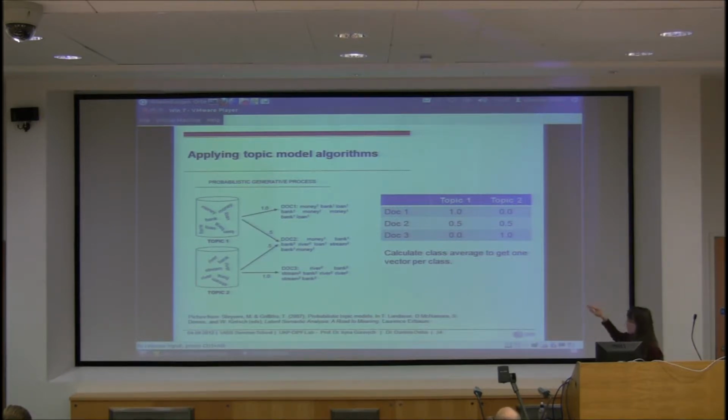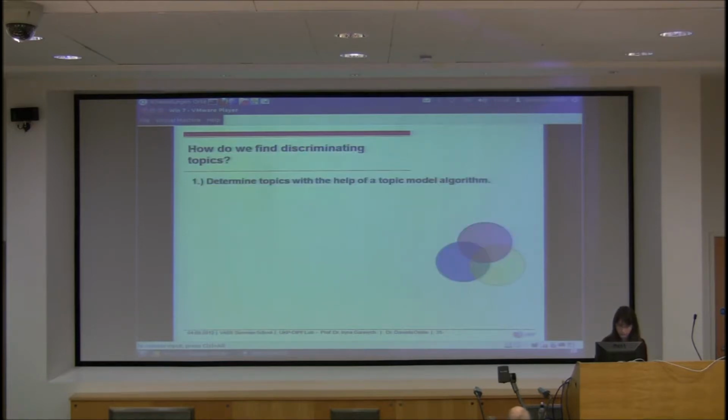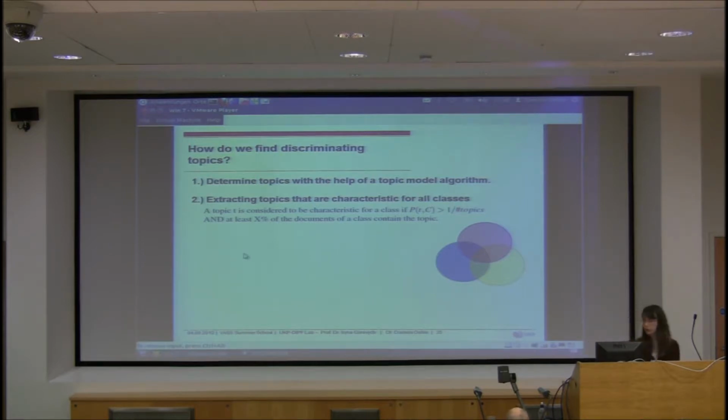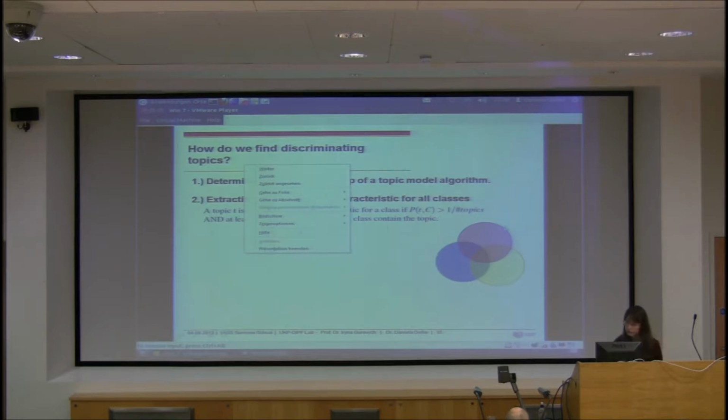And what we did then is that we averaged over all documents of one class to get a vector for the whole class in this case. So that's what we've done now. And now we use this to extract, first, topics that are characteristic for all classes. So this would be the ones that you have here in the middle. This is now what we're interested in first.